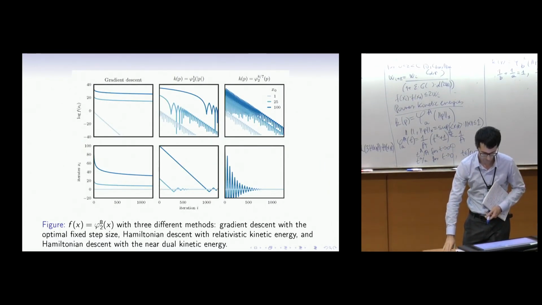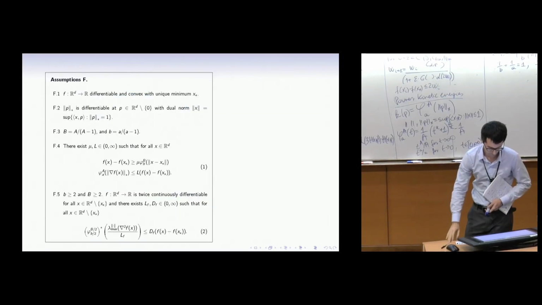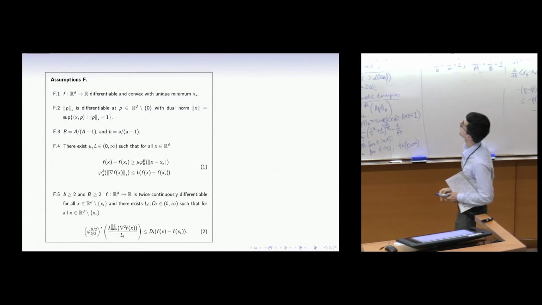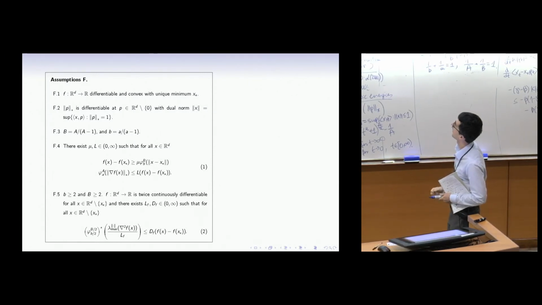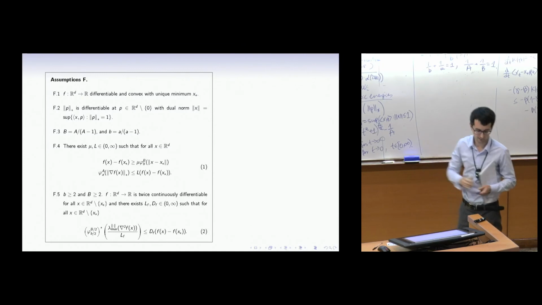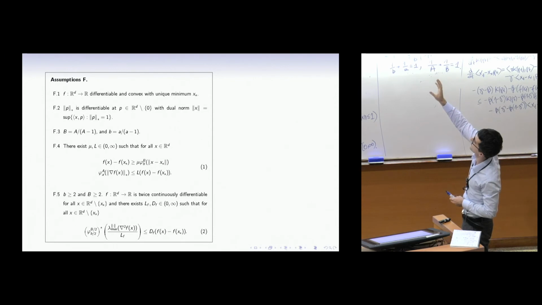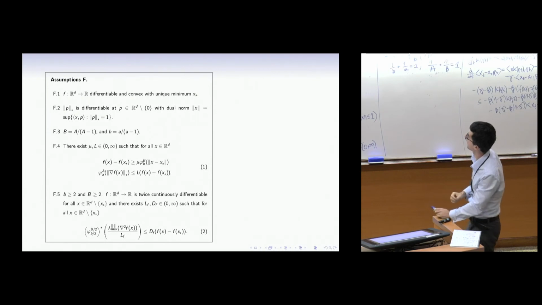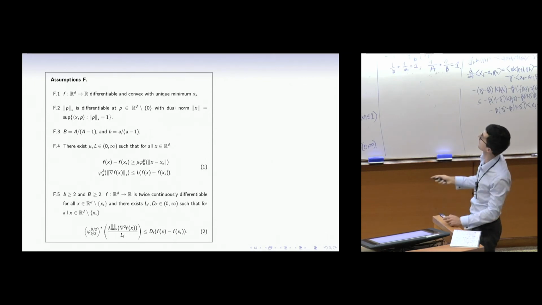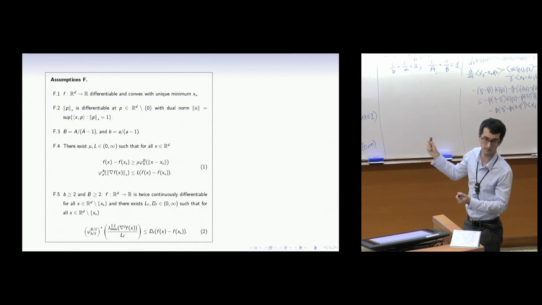For example, if you know the power of F both near the minimum and in the tails, then this set of assumptions only on F allows you to show that all of the previous assumptions A, B, C hold with a constant alpha. But for this, you need to match the tails. So you need to use the conjugates of the powers of F in your kinetic energy, both in the minimum and in the tails.